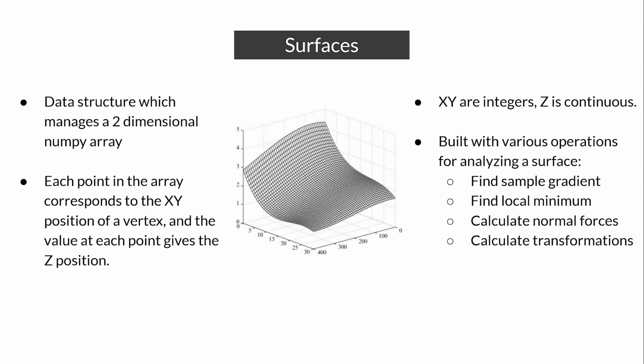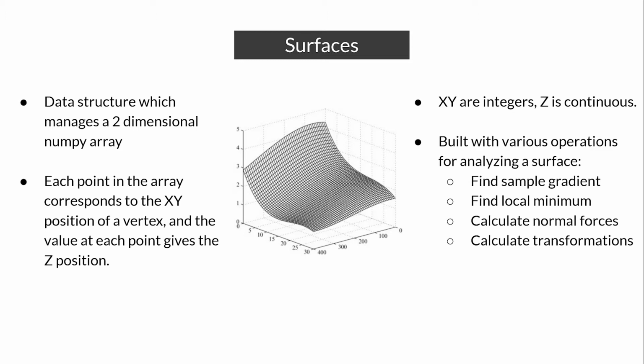Now, our surfaces are, as I said, the environment or the world that we're operating inside of. I implemented them as a data structure, which essentially just manages a 2-dimensional NumPy array. And this NumPy array is loaded with some base image, and I'll be explaining how that process works in a few slides. Each point in this array corresponds to an XY position of a vertex of our surface, and the value of the array at that position gives us the z position of the vertex. So our images basically can be interpreted as these three-dimensional surfaces.